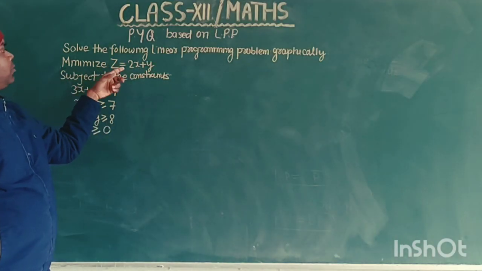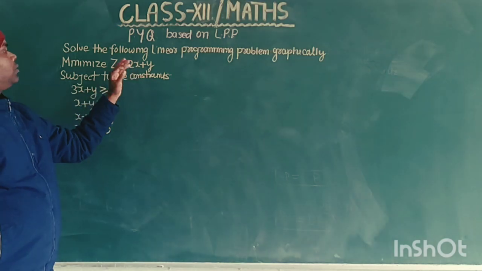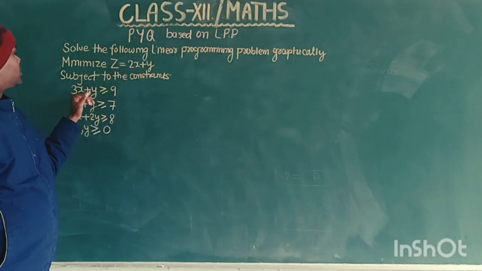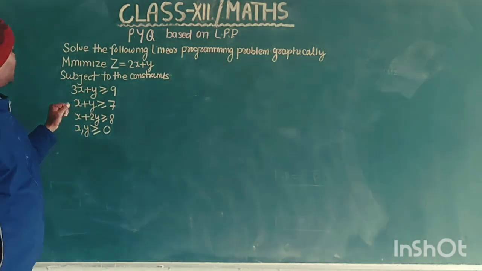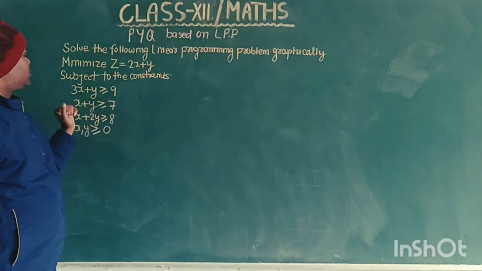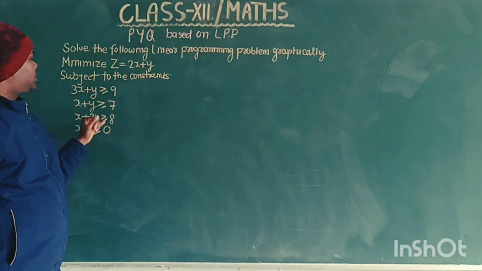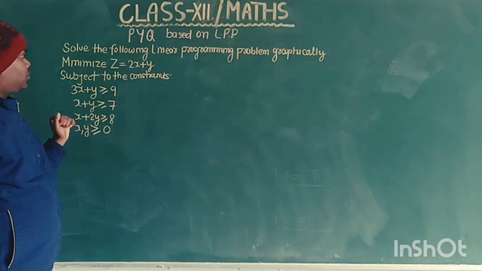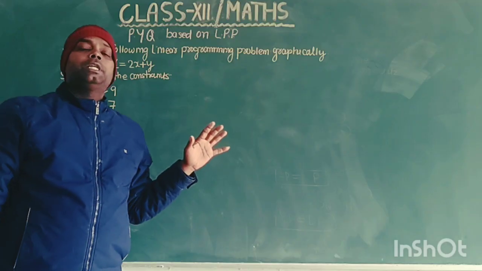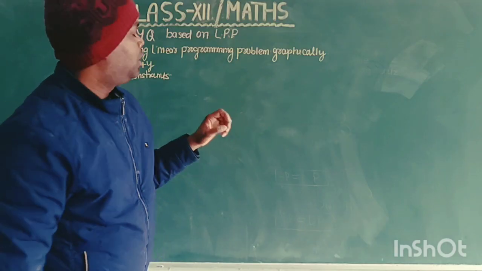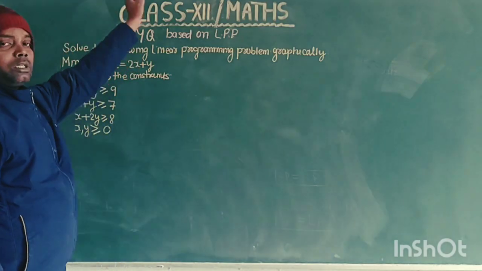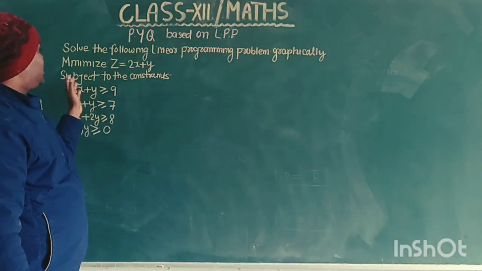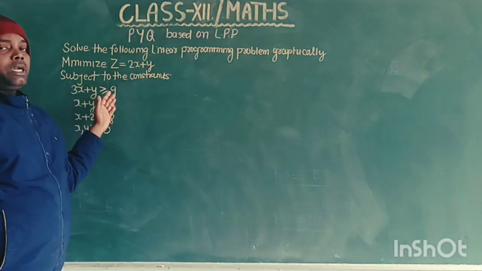Minimize z equal to 2x plus y, subject to the constraints 3x plus y greater than or equal to 9, x plus y greater than or equal to 7, x plus 2y greater than or equal to 8, x, y greater than or equal to 0. So basically in this question we have to minimize the objective function z equal to 2x plus y, and the four conditions are also given.